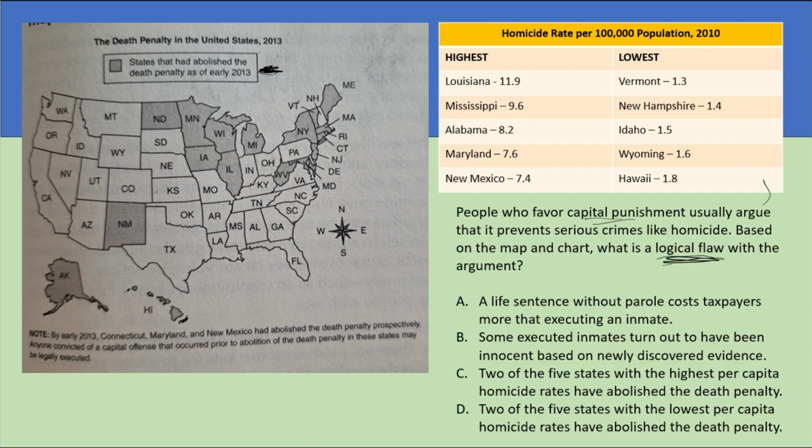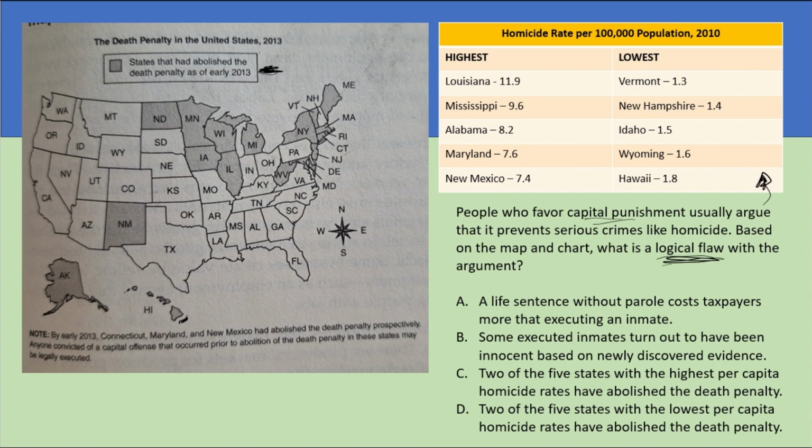So we want to be focusing on these states up here, these states that we see on the right when it comes to the lowest homicide rate. If we can prove that the lowest rate states don't have the death penalty, yet they still have the lowest homicide rate, that's going to be a flaw that we could use against them. So let's go ahead and look at our answer choices and see if we can locate that.